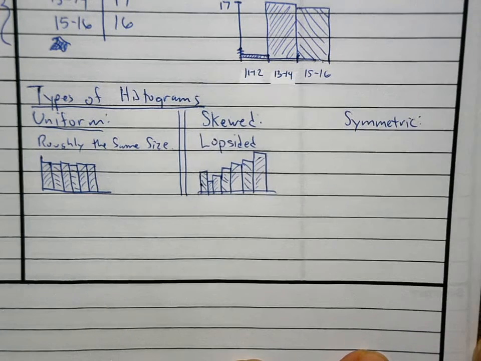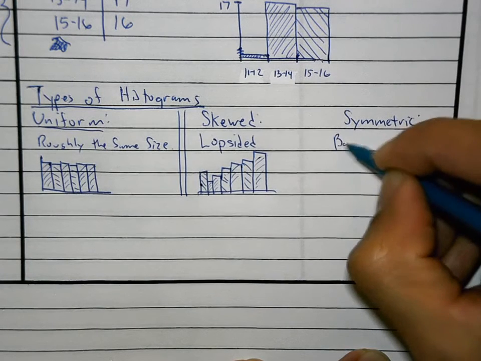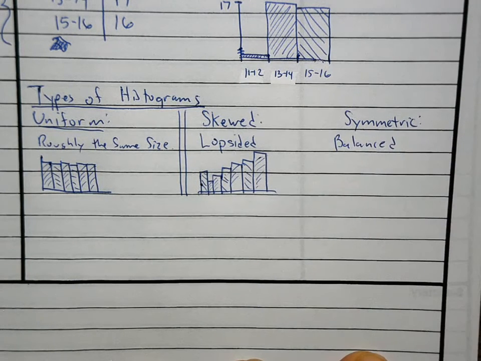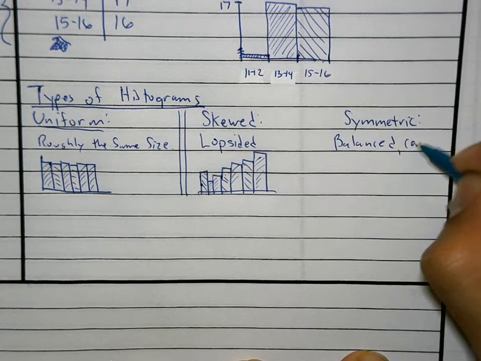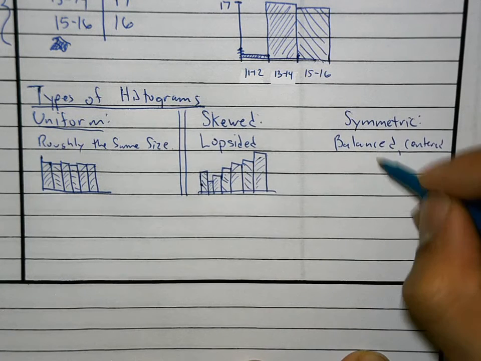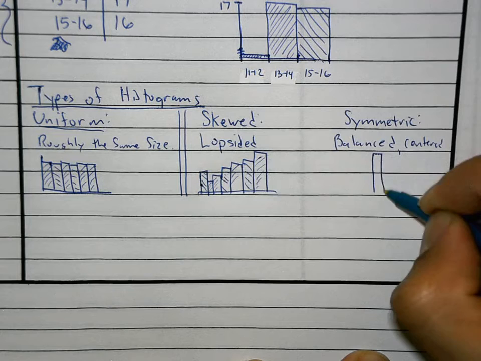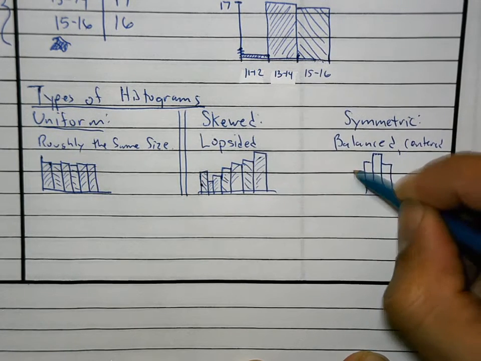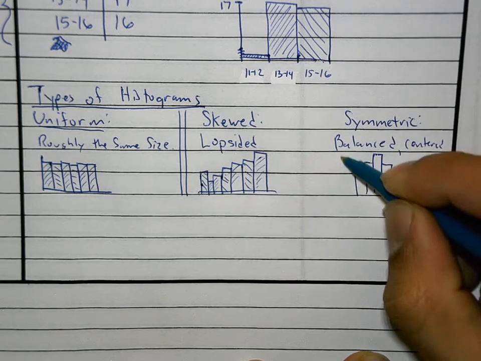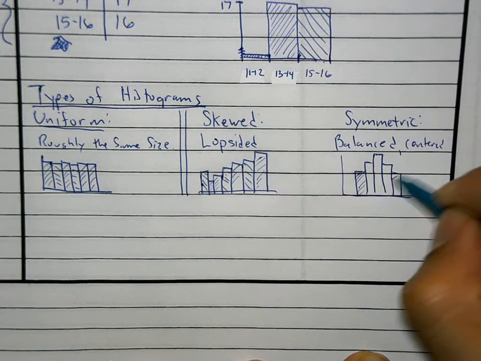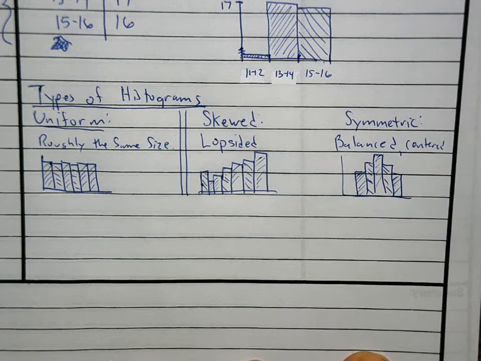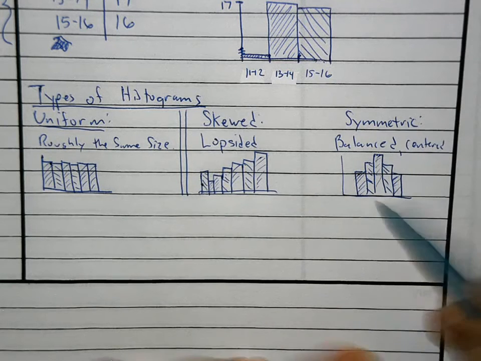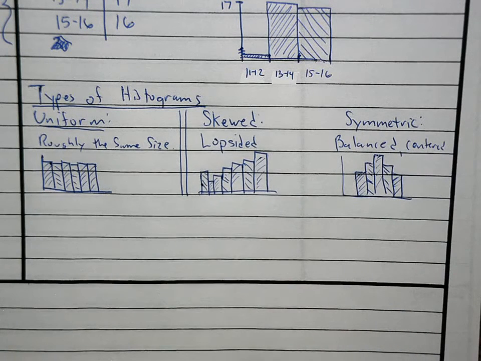Last one is symmetric. I want you to think of symmetric as where it's balanced, where it's centered. If I see a symmetric graph, it's going to look balanced on the left and the right hand side, like the right and the left are totally symmetrical. I could draw a line down the middle and fold it, and the right side would match the left side. Those are symmetric.